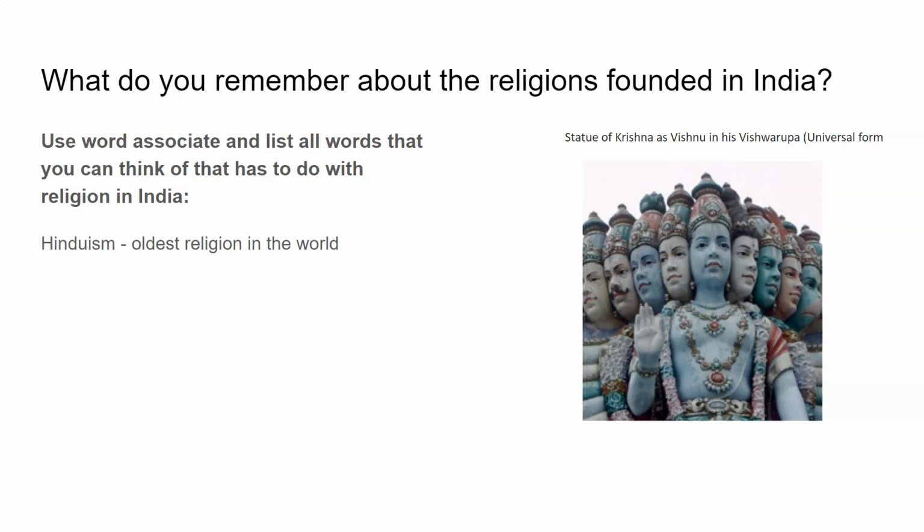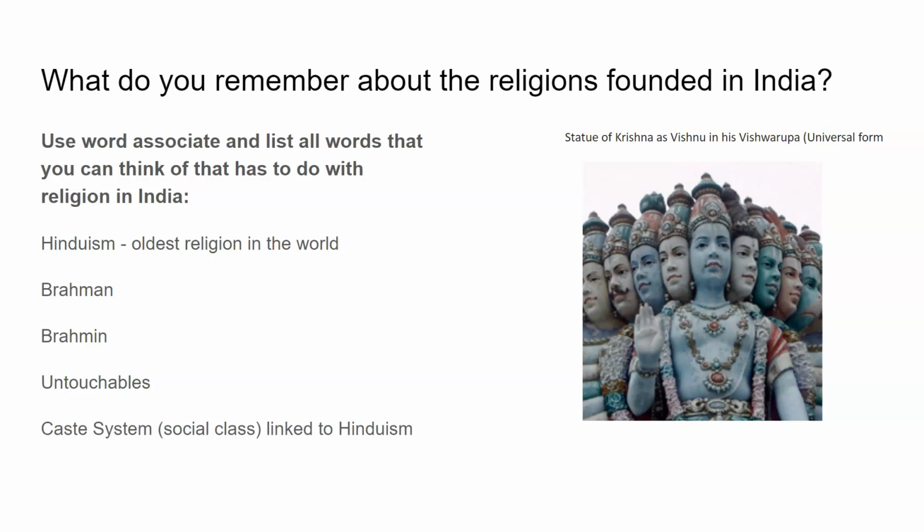It is the oldest religion in the world. Things like Brahmin, untouchables, and the caste system, which was the social class. It exists because of Hinduism. It's linked to Hinduism. You've got untouchables at the very bottom and the Brahmin at the top. And the only way to move up into a higher social class is to have good karma throughout your life. And in order to have good karma, you need to do good things, good duties throughout life, and that's your dharma.